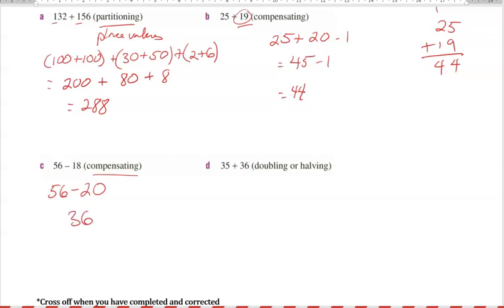So I actually ended up subtracting more than I should have, because I meant to subtract 18, but I took off an extra 2. So I'll just add those 2 puppies back on. And so 36 plus 2 is 38. So again, I meant to subtract 18, which 56 minus 18, I promise will give you 38. But I subtracted 20, which is 2 more than I should have, so I'm adding those 2 back in.